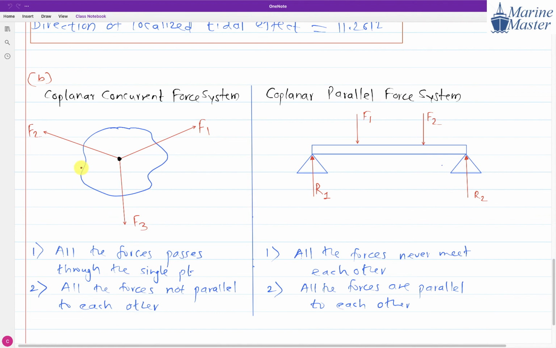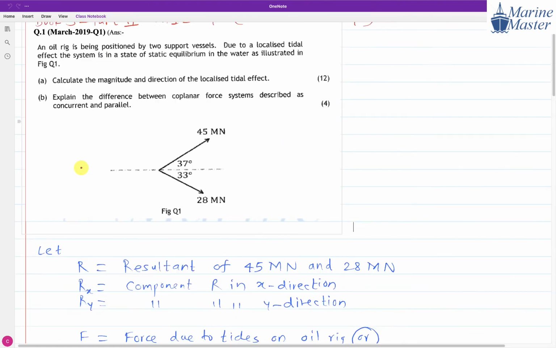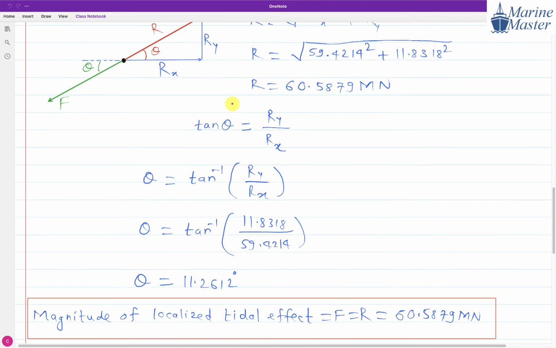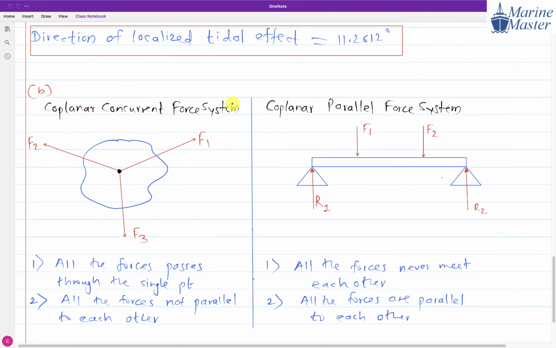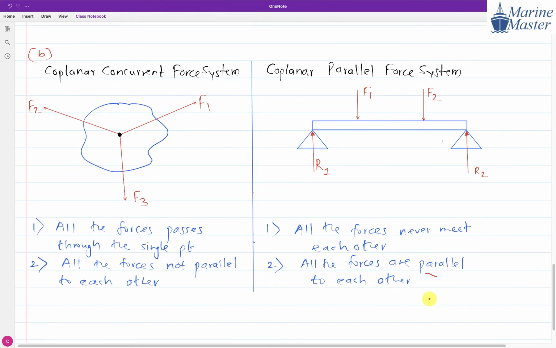But see, they are asking us for a difference. So here we are showing the diagram, and the diagram is also one of the differences. From the diagram, we will get a more detailed idea of what is meant by coplanar concurrent. The examiner will come to know that he got the meaning of coplanar concurrent force system and coplanar parallel force system. You are getting my point? So before going further, please write down this B part.